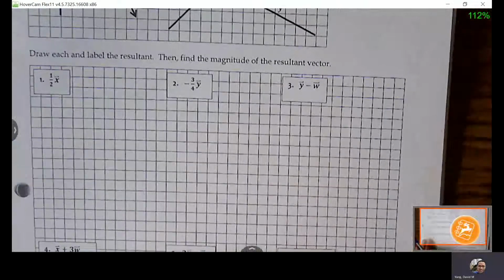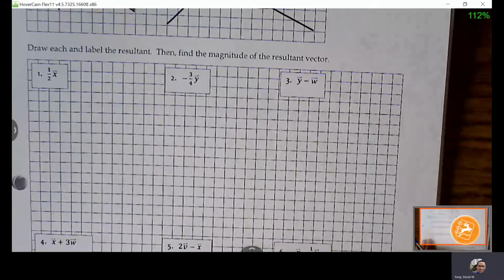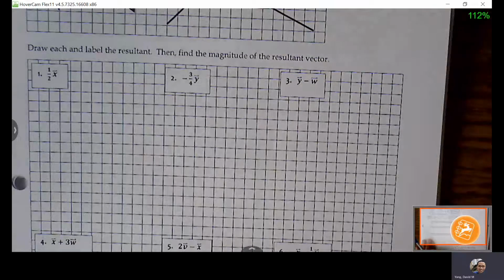Okay, so your classwork is just 1 through 6. You're going to draw and label the resultant vector, find the magnitude, just like how we did the first page. Okay. I'll work the problem as you guys are doing it, and then we'll check our answers, and it'll be a short day today.